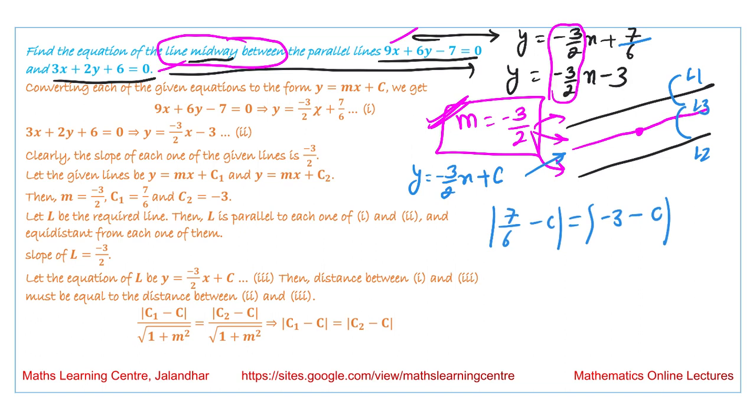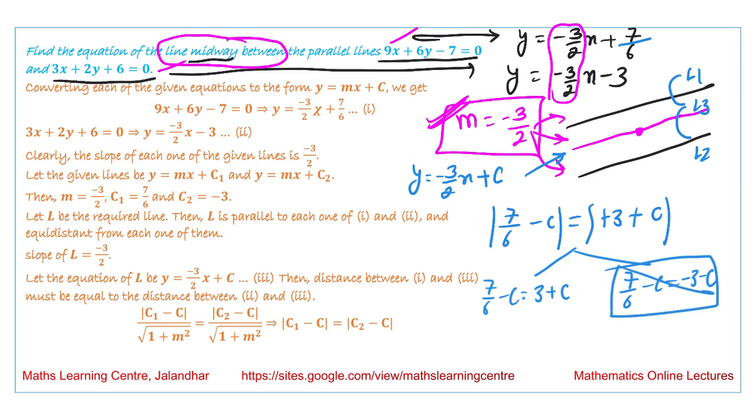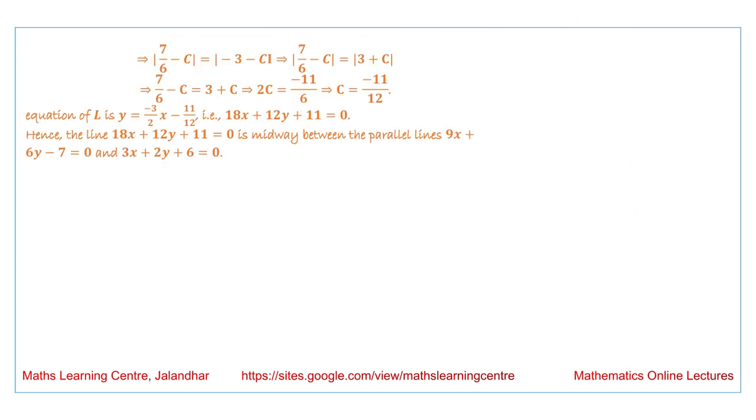So we are having two cases now. We are saying 7 by 6 minus c should be equal to, minus sign is cancelled, 3 plus c, or 7 by 6 minus c should be equal to minus 3 minus c. From this equation we will obtain nothing, this is not possible, and from this equation we will obtain 2c equal to 7 by 6 minus 3, that is equal to minus 11 by 3. So the value of c we will obtain is minus 11 by 12.